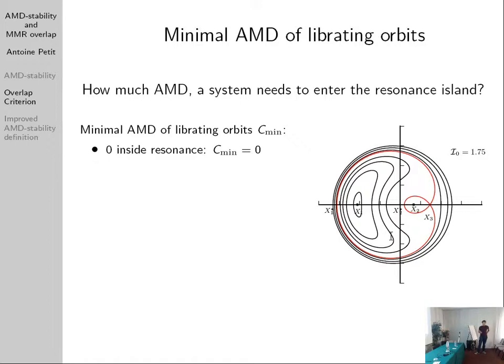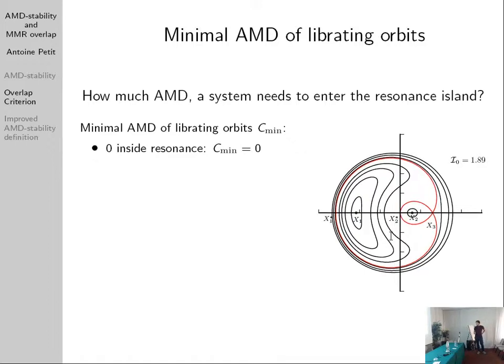Because since we are looking at the chaotic, we want the resonance to overlap. If an orbit is circulating inside the inner circulation region, it will not be subject to the chaos induced by this overlap. So if the point x equals 0, y equals 0 is inside the resonance, the minimum AMD to enter the resonance is 0.